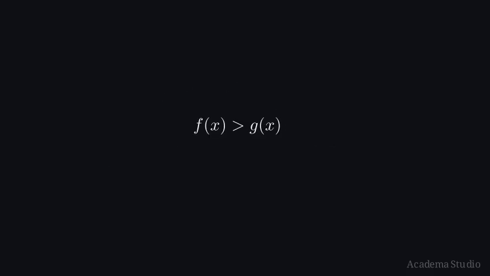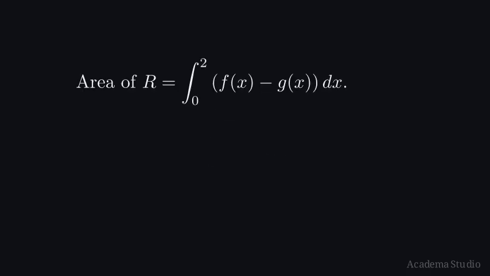f of x is greater than g of x for 0 less than or equal to x less than or equal to 2. x equals 0, x equals 2. The left boundary is x equals 0, and the right boundary is x equals 2. Substitute the known values. Area of R equals the integral from 0 to 2 of f of x minus g of x dx.